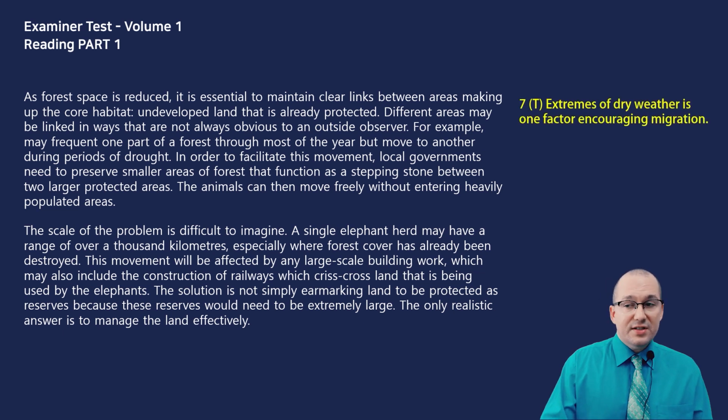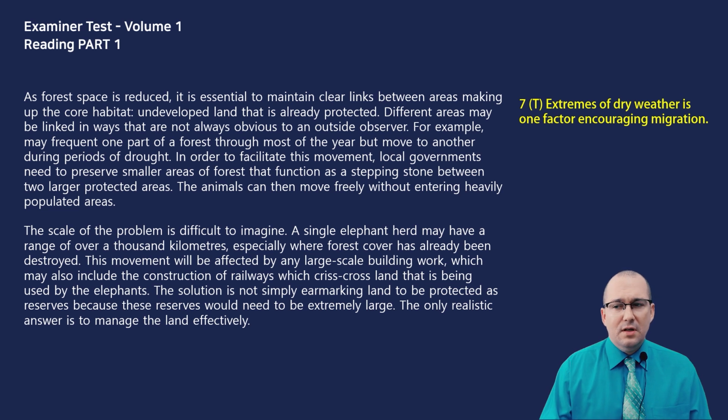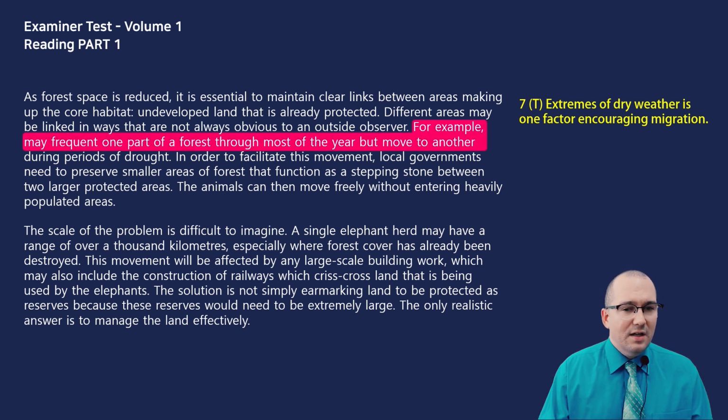Now for question 7, it's also true. Extreme of dry weather is one factor encouraging migration. So for example, it may frequent one part of a forest through most of the year, but move to another during periods of drought. So we can feel for this one that it totally must be true. Again, if you know what drought is, that's related to dry weather. It's completely a synonym for that. So that's something you need to focus on there.